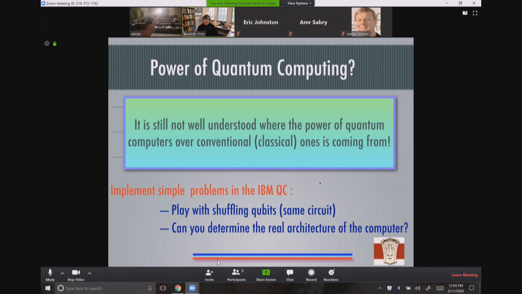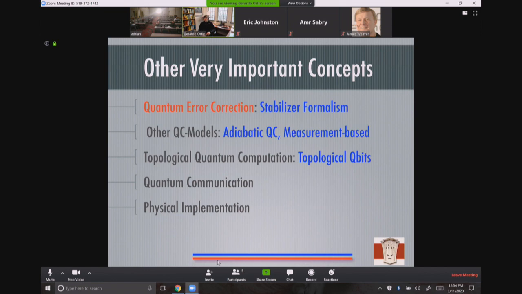Now, is that the only thing I'm doing? No. Of course, in the course, there are many other things I talk about. I don't have time to tell you about those things. In particular, quantum error correction is fundamental. Quantum error correction is a beautiful theory. It can be explained very easily, and is key to this whole story.